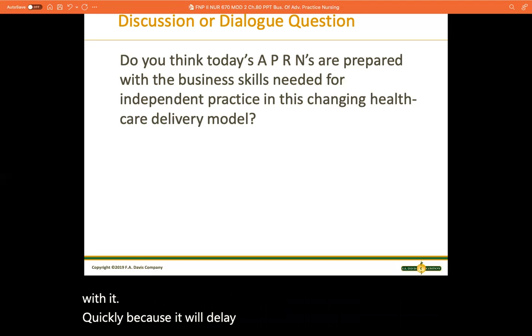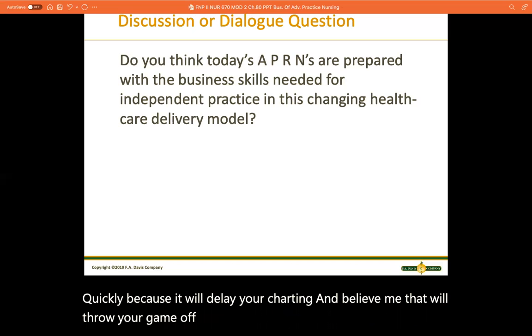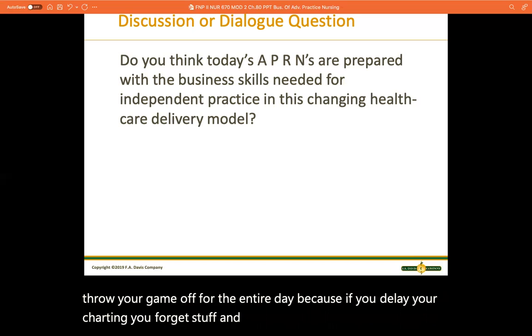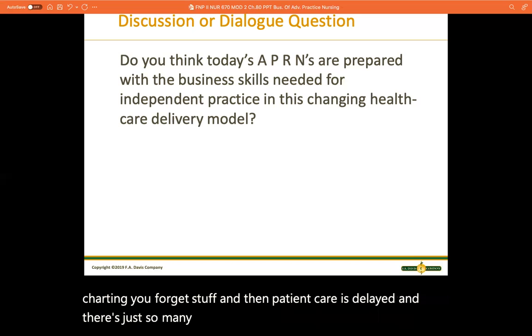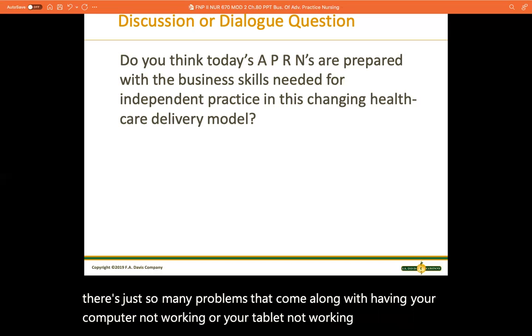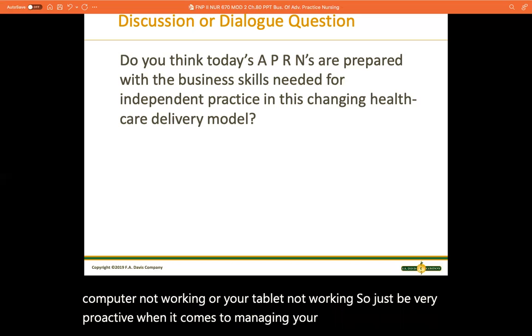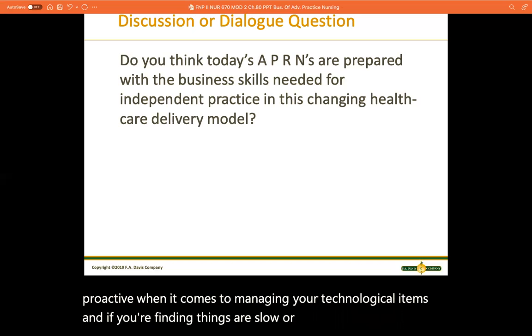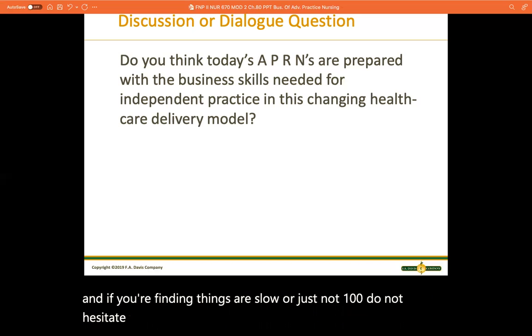And believe me, that will throw your game off for the entire day, because if you delay your charting, you forget stuff, and then patient care is delayed, and there are just so many problems that come along with having your computer not working or your tablet not working. So just be very proactive when it comes to managing your technological items. And if you're finding things are slow or just not 100%, do not hesitate, reach out to your tech department, okay? And I think it's great to have technology.